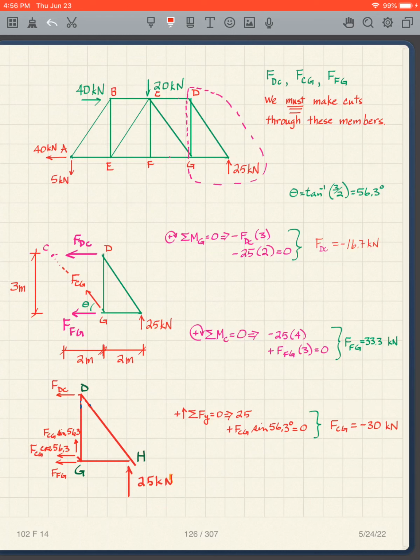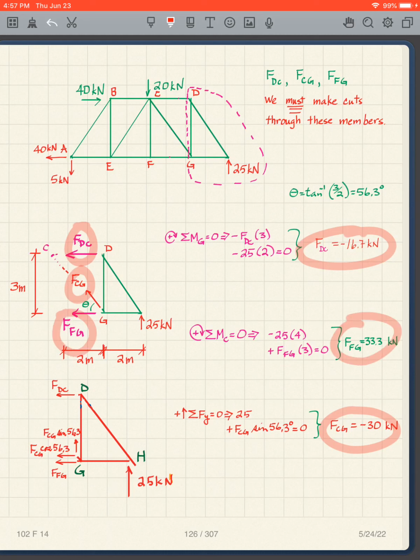So, what do I see? Here are my three answers, and this is a negative, so it means that that member is in tension. Or sorry, that means it's in compression. Tension is positive. This one is in tension, it's positive. FCG is negative, so it's in compression. So we have two members in compression. This one, and then the bottom one is in tension. And the values are listed there.